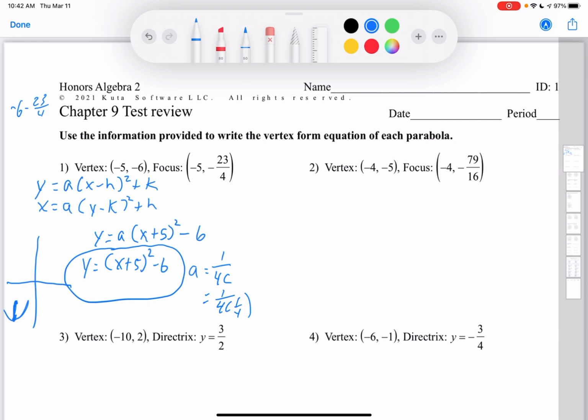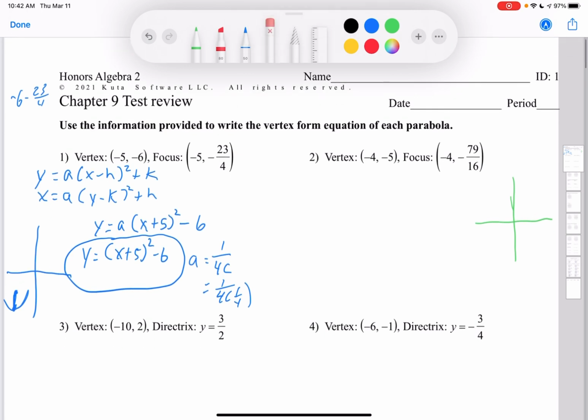Second one. Again, we've got our vertex and we've got our focus, so I'm going to sketch it first. So we've got (-4, -5), that's right there. And here, sorry about that. All of a sudden I can't write. Come on. It's about right there, (-4, -79/16). So 79 divided by 16, you just want to get it. So that's about 4.9. So again, it's up this direction. So we're going to go that way.